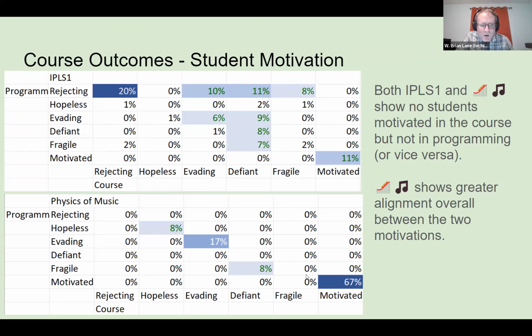Physics and music, they're much more on the diagonal, right? So we've only got one student, I think 8 out of, would 8 be 12? I don't know. We've only got 8% of the students who are fragile in programming, but defiant in the course. Everybody else is on the diagonal. They match hopeless to hopeless, evading to evading, motivated to motivated. And so whatever's going on in that class, even when they're not as well motivated, their motivations are at least aligned in the course. Whereas IPLS, it's almost like they perceive the two things differently.